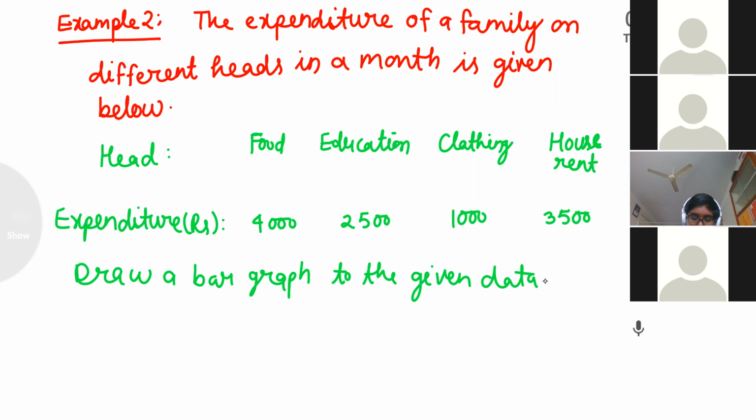Again, you are observing here, there are two things. Head is there and expenditure is there. Head means it will come horizontal and expenditure will come in vertical.